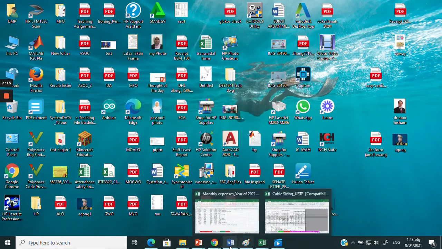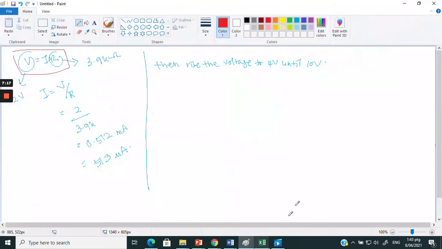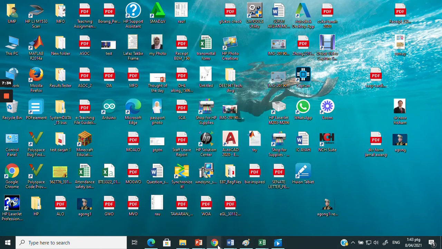What if we change the voltage value to 2 volts? Let's say the voltage value change here to 2 volts. So the calculation will be 2 over 3.9 kilo is equal to 0.512 milliampere or 513 microampere. Okay, so is it correct?